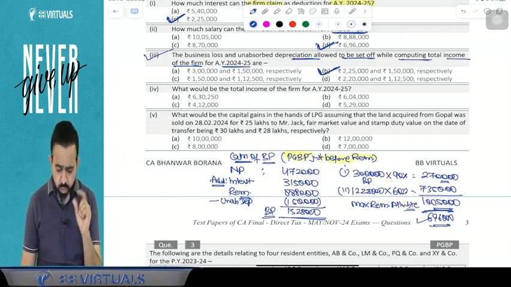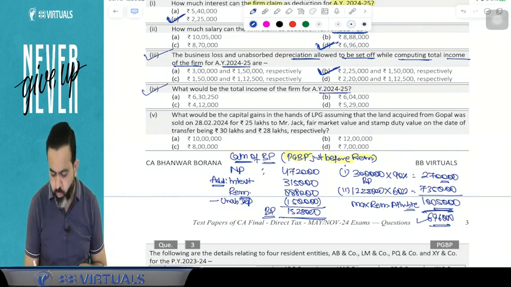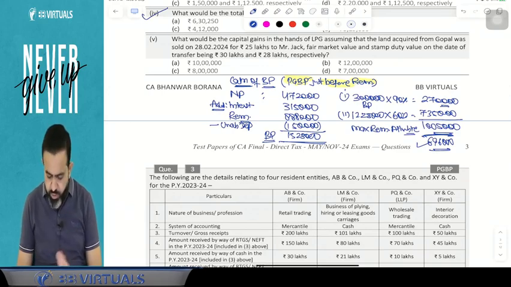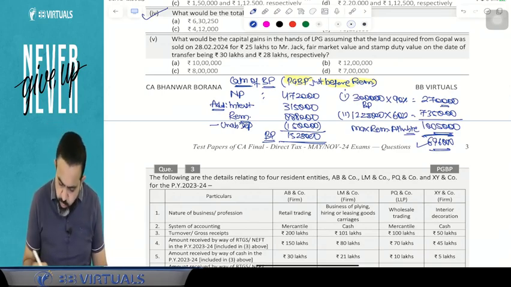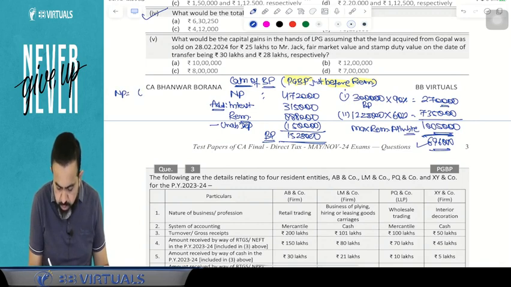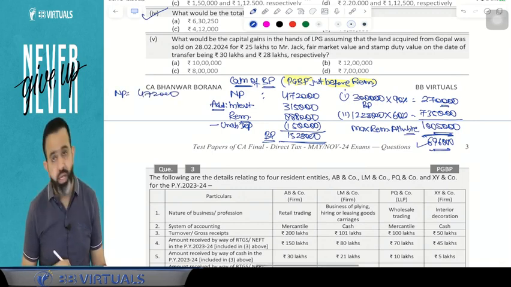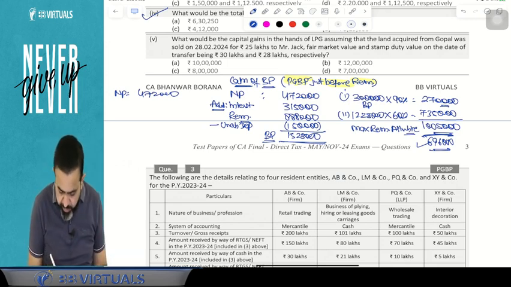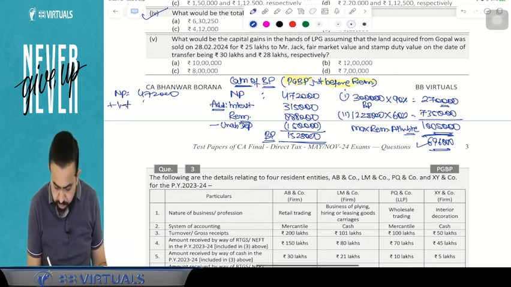Now next part. What would be the total income of the firm for the assessment year 24-25? So guys, if I calculate the total income, your net profit is 4,72,000. After that, interest is disallowed. Interest disallowed is 3,15,000. After that, remuneration disallowed is 8,88,000. But guys, remuneration allowed is 6,96,000.